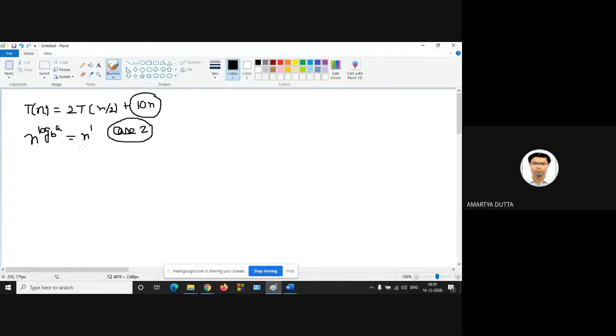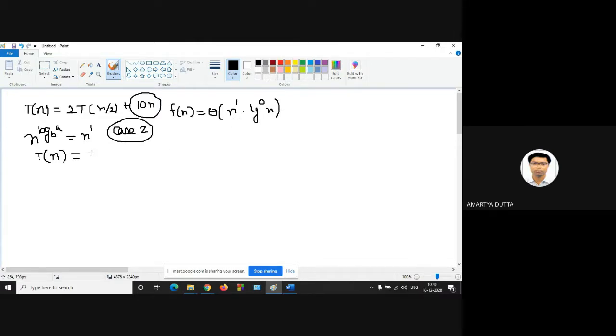So case 2. According to case 2, your T(n) should be n to the power log b base a into log to the power k plus 1 n. Why is this case 2? Because we can construct your f(n) in this way: order of n to the power log b base a, that is 1, into log to the power k n. Here we choose k as 0, something to the power 0. So f(n) is order of n.